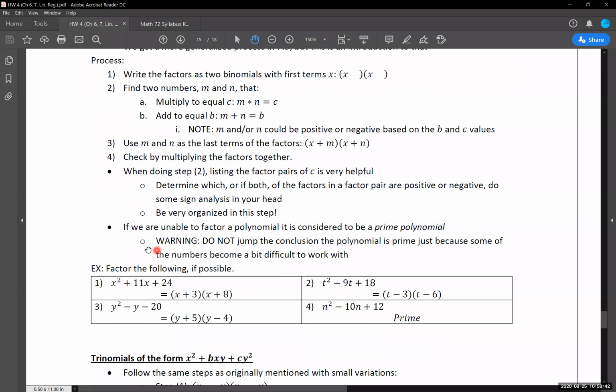That being said, I would recommend, and I'm giving you this warning, do not jump to the conclusion that a polynomial is prime just because some of the numbers become a little difficult to work with. We can have fractions showing up, we can have decimals showing up, but just because we have fractions or decimals doesn't mean that we can't necessarily factor this thing. So be very cautious with jumping to the conclusion that it's a prime polynomial just because the numbers get a bit gross. It's a very slippery slope to fall into, and it doesn't really end well if we do that.